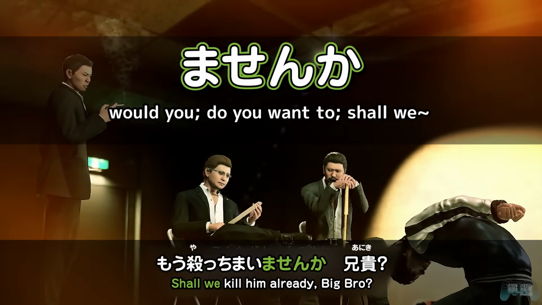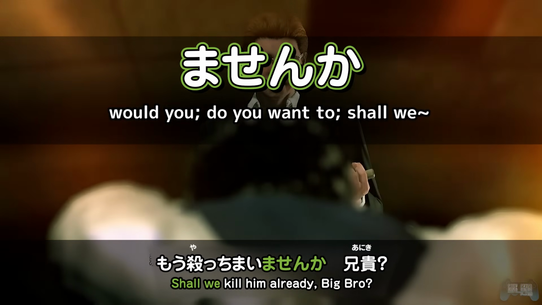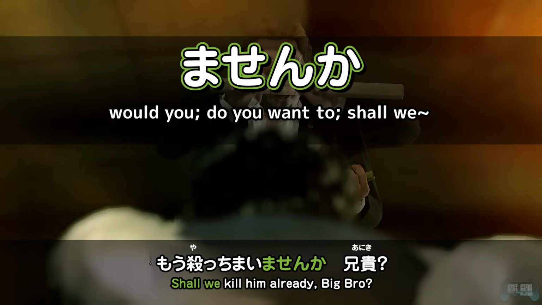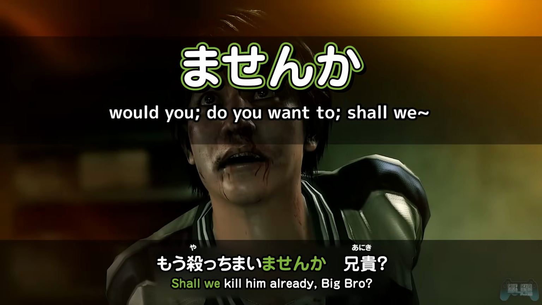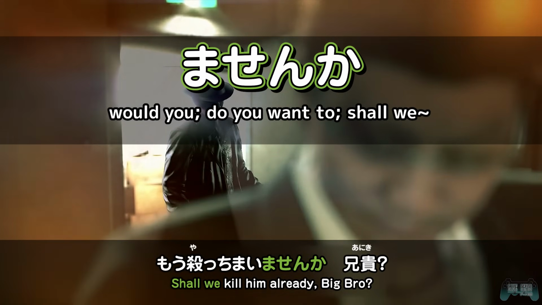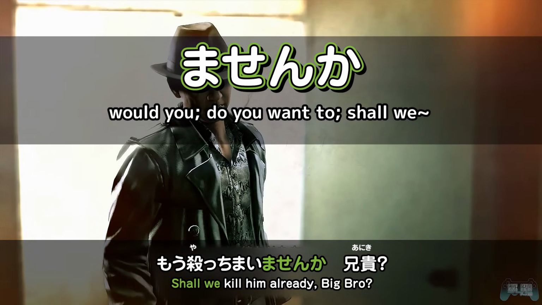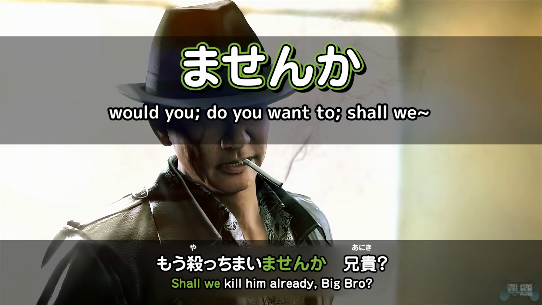Masenka, would you, do you want to, or shall we? This is a polite way of asking someone quite literally, won't you do X? And more commonly translated as shall we or do you want to? Now this is used to ask someone politely if they would like to do something, and so here one of these punks is asking their leader if they can kill this man from the Yakuza series.